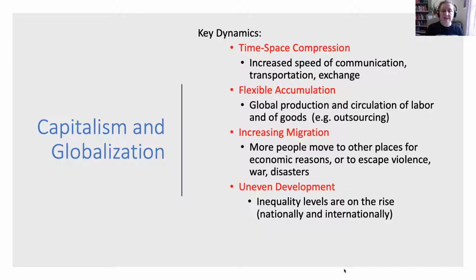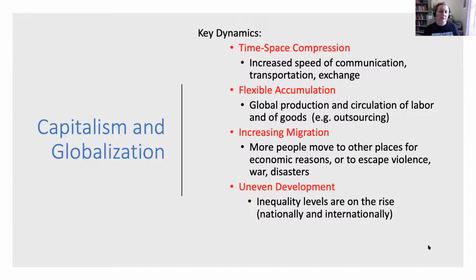So for instance, setting up manufacturing firms first in Mexico, where labor was cheaper, and then in China, and then in other Southeast Asian countries or other developing countries around the world, is part of this flexible accumulation. It's cheaper for companies to hire workers in other countries where labor standards are lower and wages are lower, so that they can increase their profit margins.